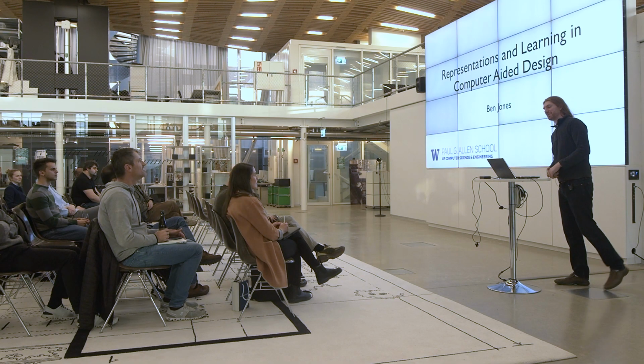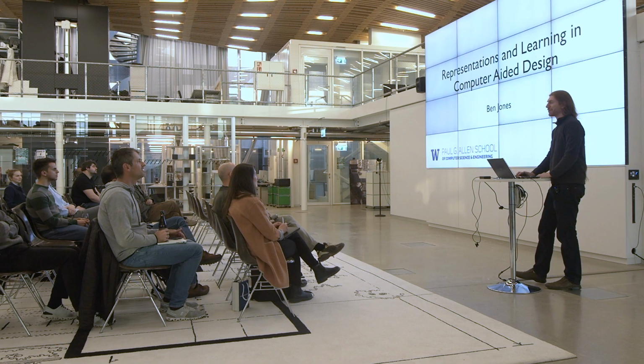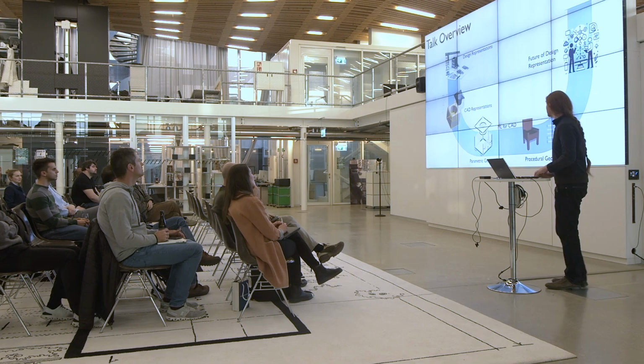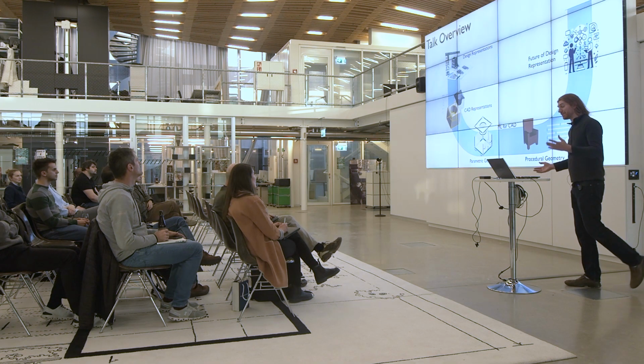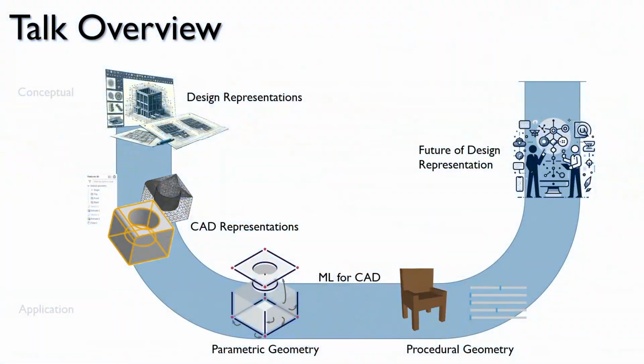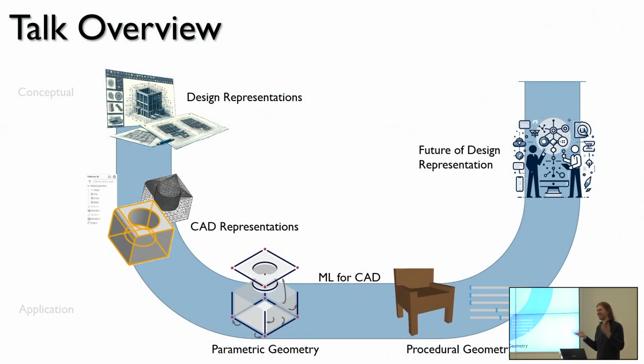All right, so the title of this talk is Representations and Learning in Computer-Aided Design. This talk is kind of designed like a U itself. We're going to start out very high level, philosophical mumbo jumbo, like what is design and what is a representation? And then dig down into some particularly successful representations for computer-aided design, get into the weeds with how we can do learning on two forms of CAD design, parametric geometry and procedural geometry, and then kind of zoom back out into what I think the future of design representation is.